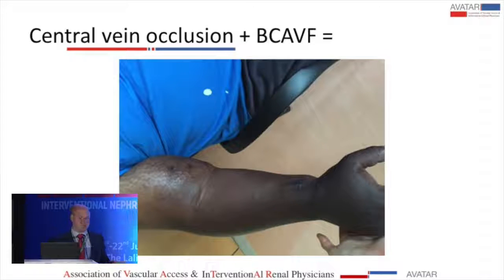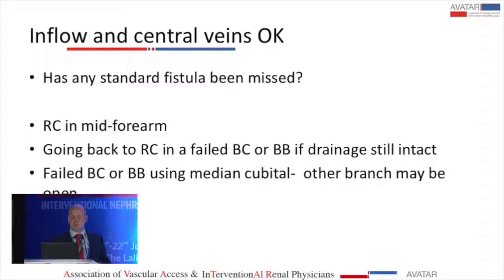We've all seen these pictures before. This is a brachiocephalic fistula with central venous occlusion, and you get gross arm swelling. You can't cannulate it. If you were to cannulate this, it's a sitting duct for an infection, and then you've got even more problems.